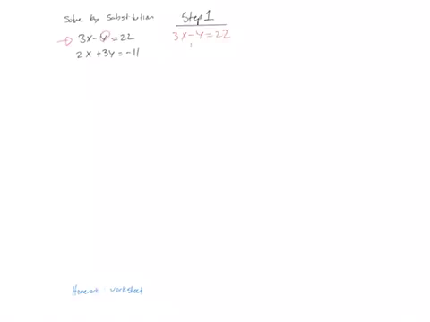Now I'm going to solve for y by adding y and subtracting 22. And so I'm going to get 3x minus 22 is equal to y, or I'll write it this way, y is equal to 3x minus 22. Since I have y equals something, that's the end of my first step. So moving on to step 2. I'm going to use my other equation. Since I used the first one in the first step, I'm going to use my second one here. I'm going to say 2x plus 3y is equal to negative 11.